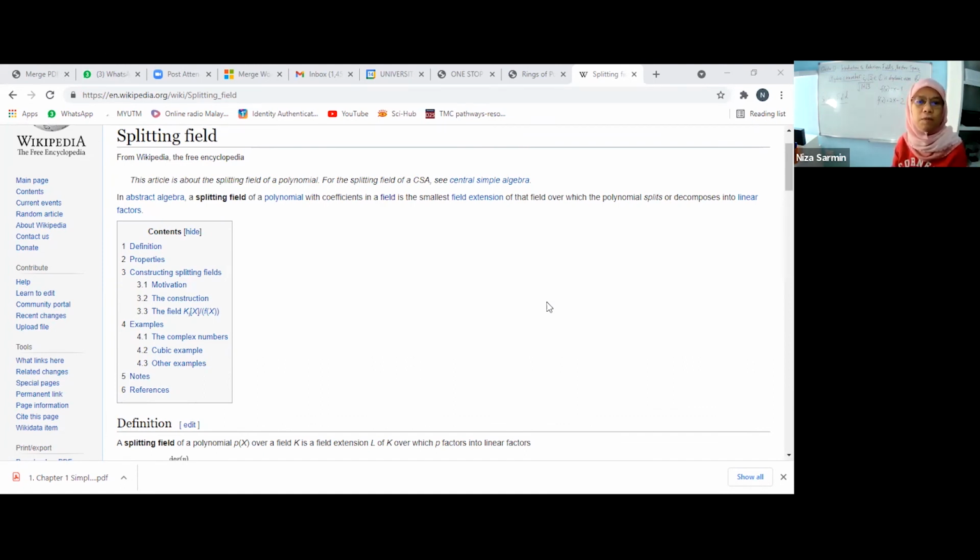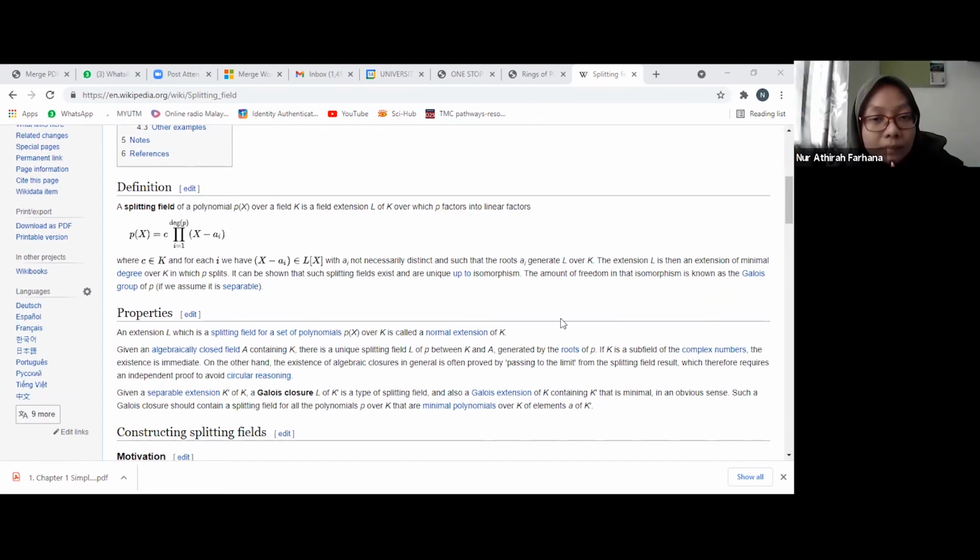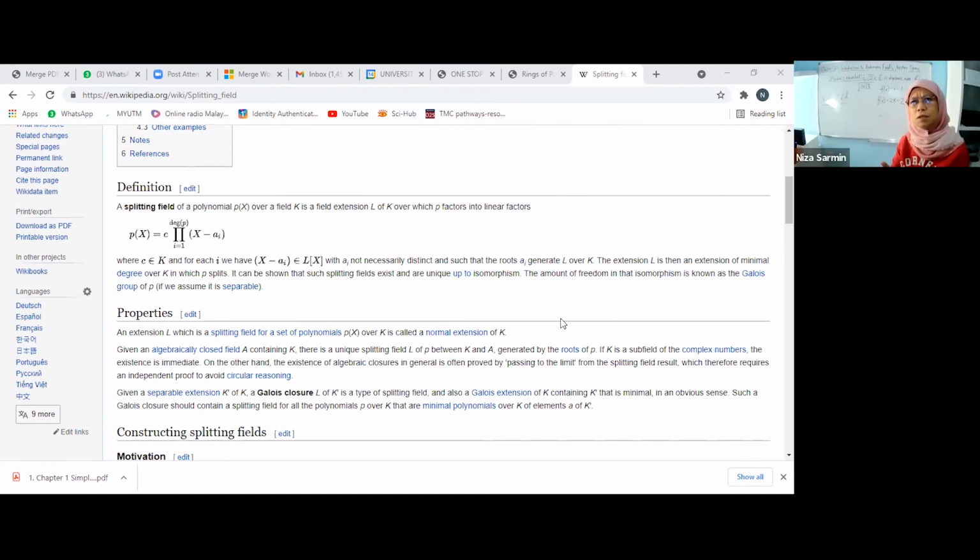So you go down a little bit. All right. So we multiply by linear factors, right? Like just now, I showed you x squared plus one. X squared plus one is x plus i, x minus i. So you have a splitting field of Q and Q(i). That's a minimum polynomial, right? X squared plus one to be x minus i, x plus i. Okay. Now I want to show you another example.